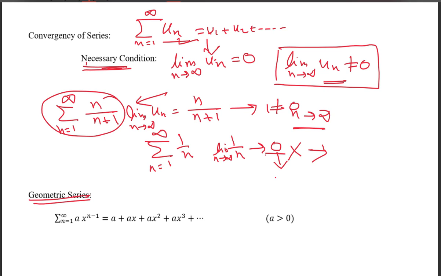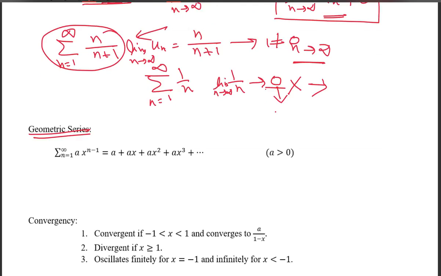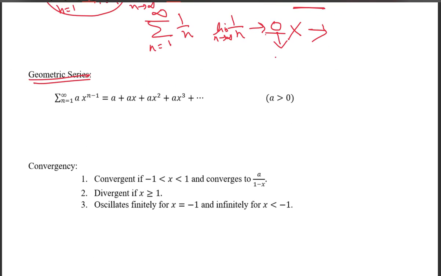So what is a geometric series? You know the geometric progression, and that was up to a finite number, that you know. Now, if the terms are in geometric progression, then that series is known as a geometric series. The general format is the sum from n equal to 1 to infinity of ax to the power n minus 1: a plus ax plus ax squared plus ax cube plus up to infinity.